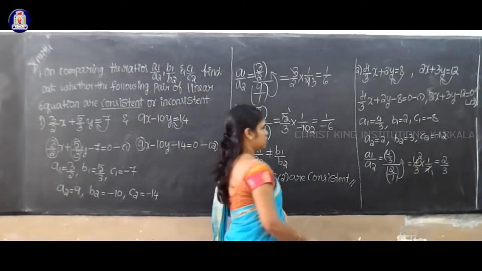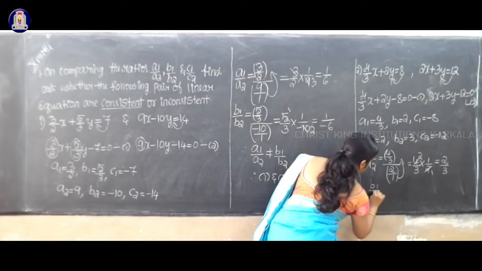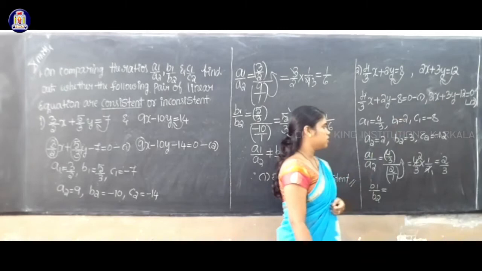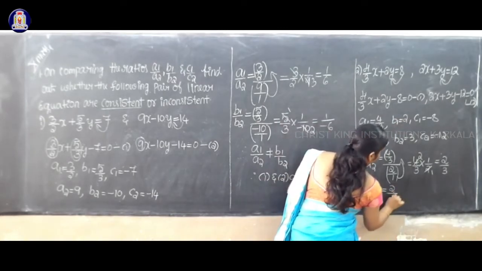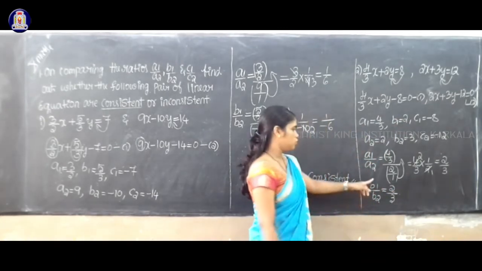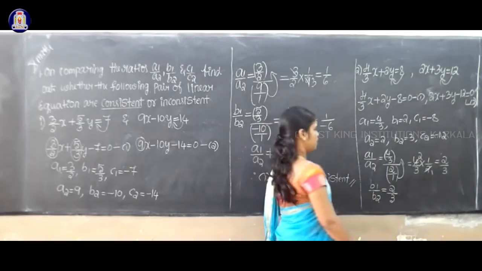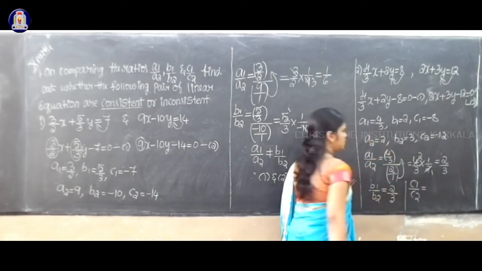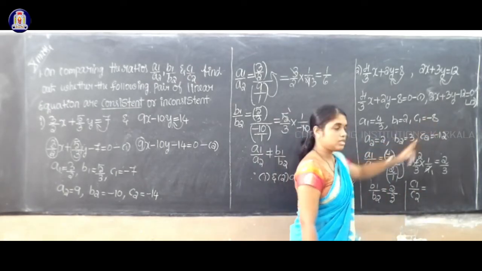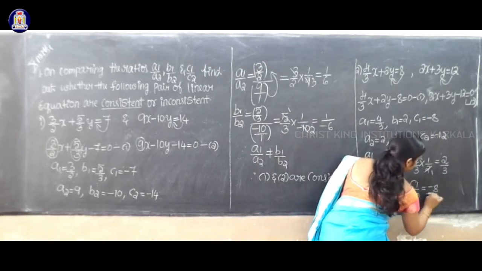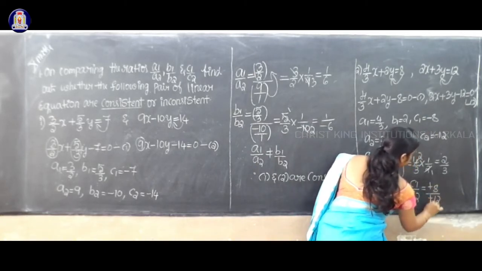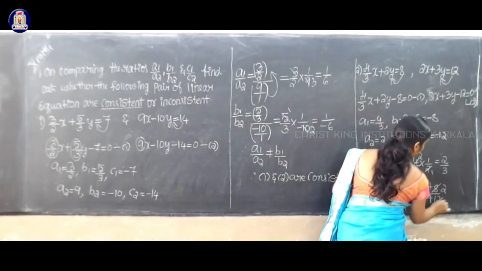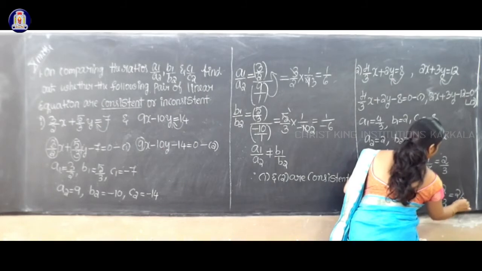Next, B1 by B2. I'll calculate the value of B1 by B2. B1 is equal to how much? 2. B2 is equal to how much? 3. So B1 by B2 is 2 by 3. Next, I'll calculate the value of C1 by C2. C1 is equal to minus 8. C2 is equal to minus 12. Minus and minus will become plus. So 4 2s are 8, 4 3s are 12. So we will get 2 by 3.